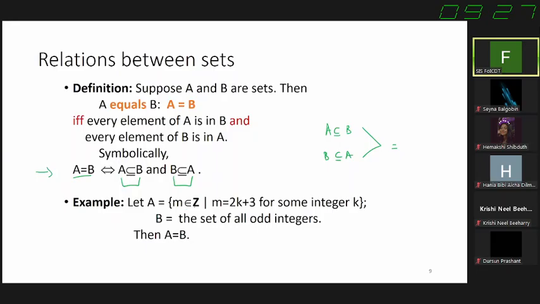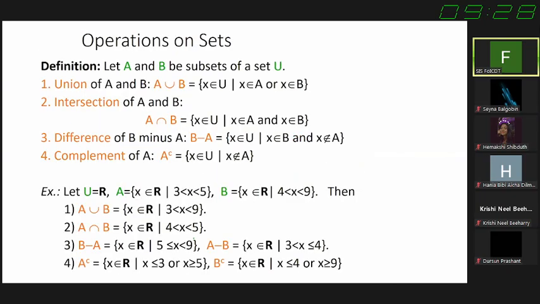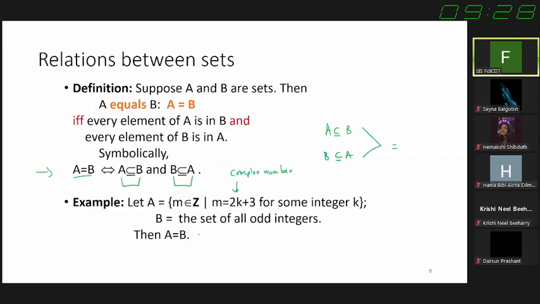M be a set of integers such that M is equal to 2k plus 3, for some integer k, what is known as a complex number, what we've seen earlier on. For an integer, this will generate numbers that are still integers. B is the set of all odd numbers, then A is equal to B, right? Later on we'll have the proof for this one.